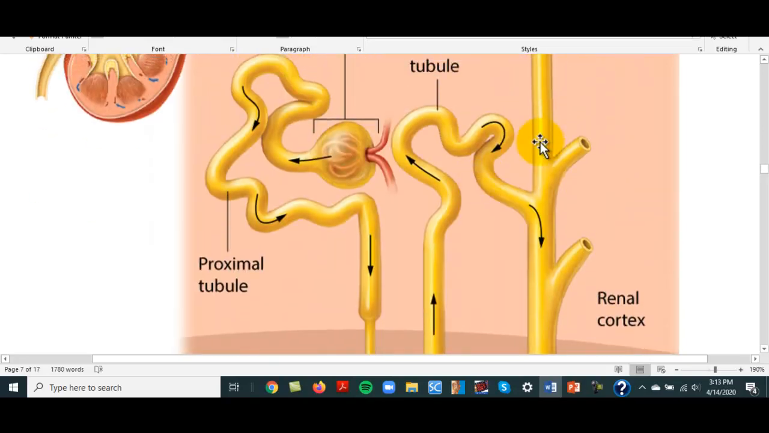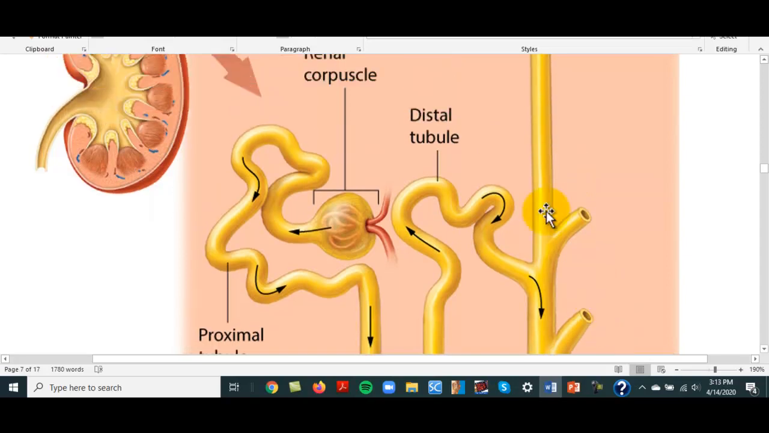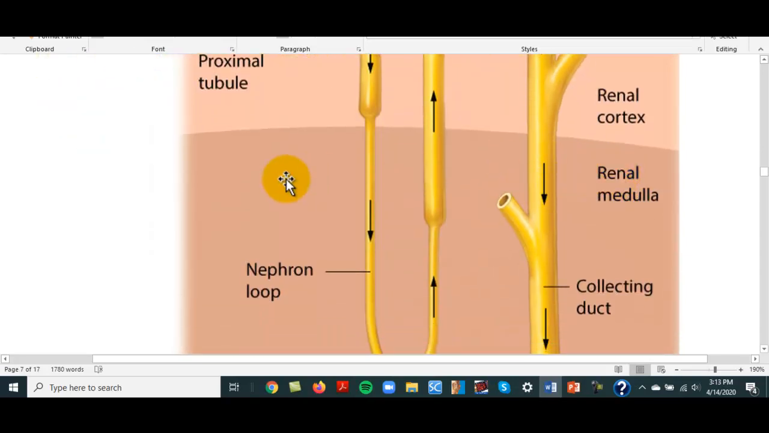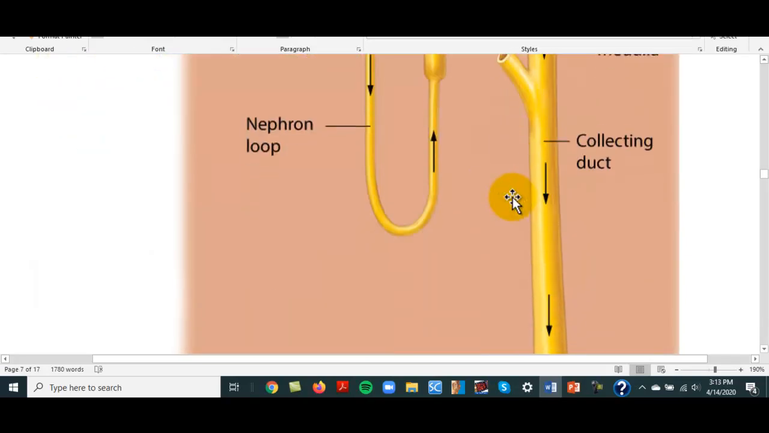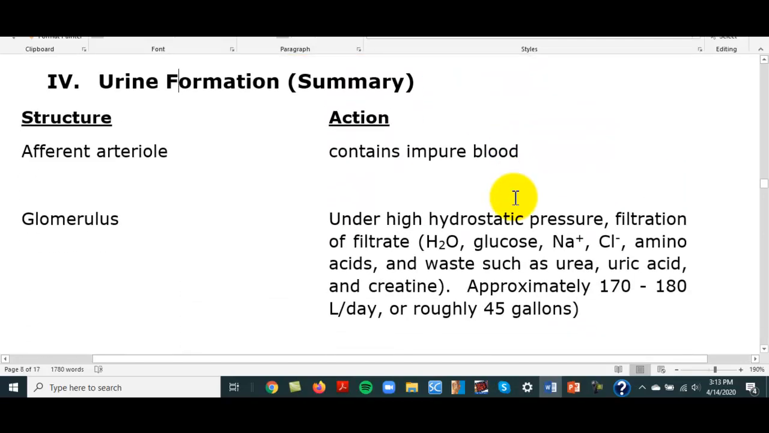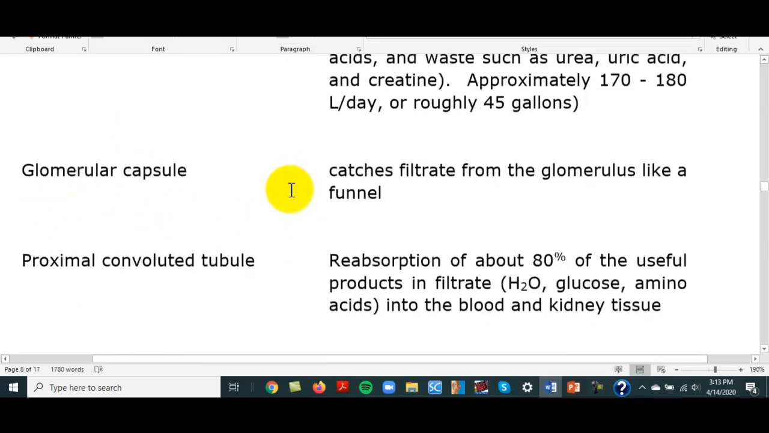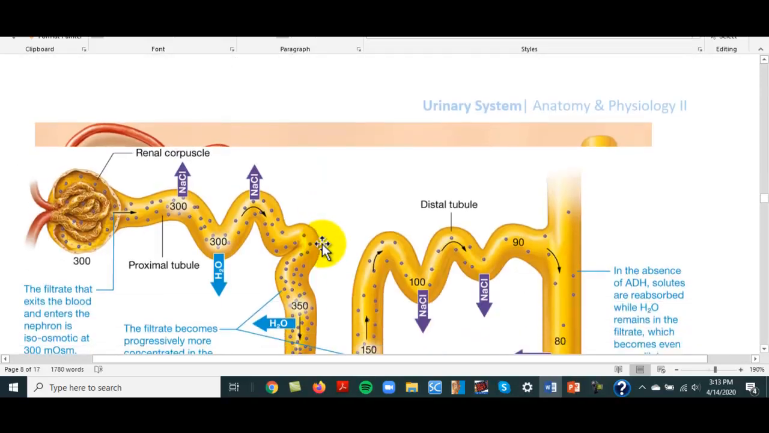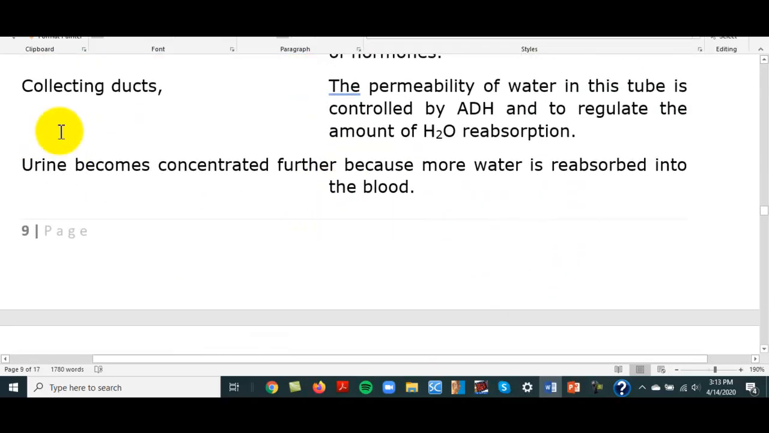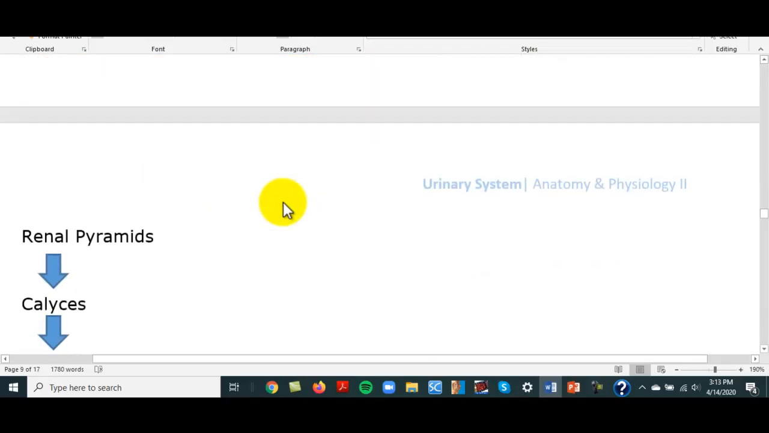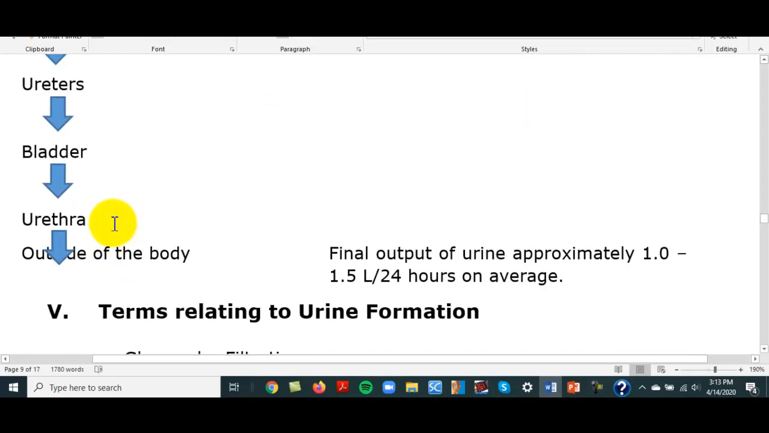And you can see the locations here. Here's the renal cortex. All of this under here is the renal medulla. So we're going to go through the steps of urine formation, and then the last video will be everything that happens after this. So it's broken down here into sections all the way through the collecting ducts, and then urine becomes concentrated, and then the exit all the way out through the bladder.